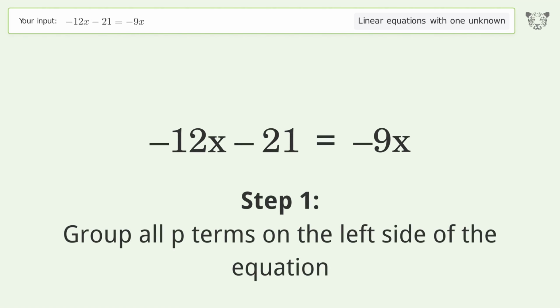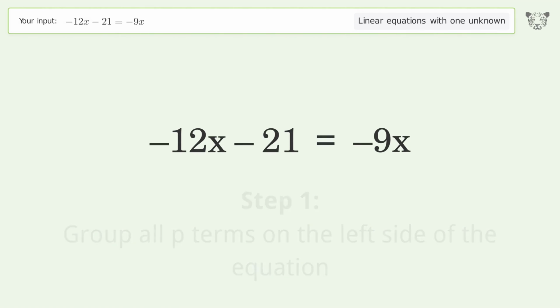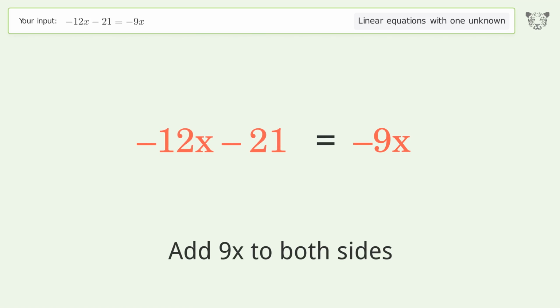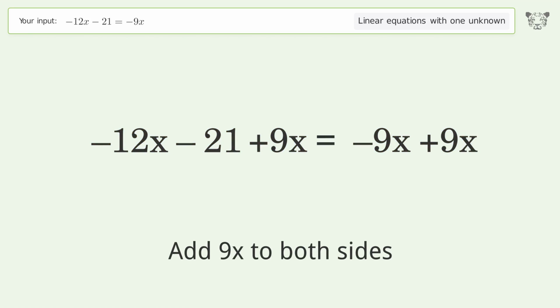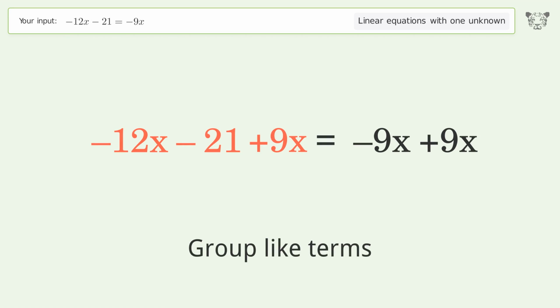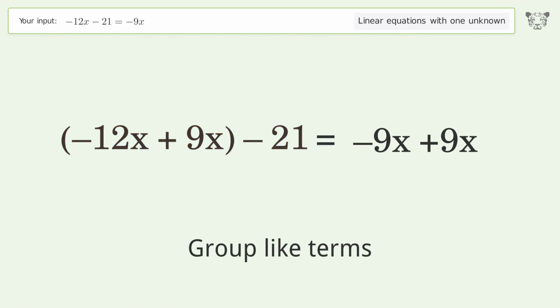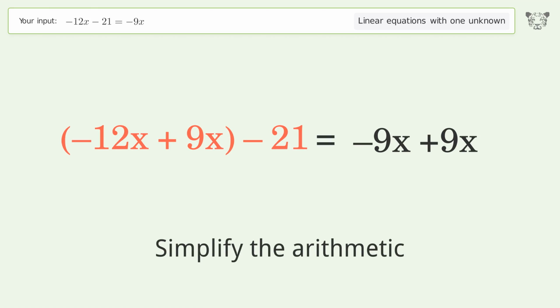Group all p terms on the left side of the equation. Add 9x to both sides. Group like terms. Simplify the arithmetic.